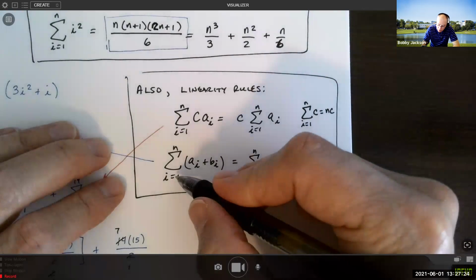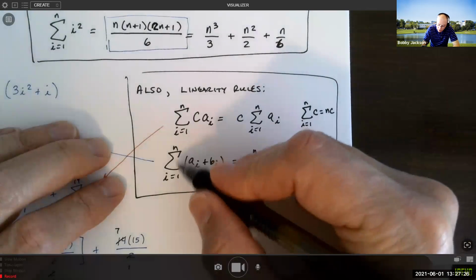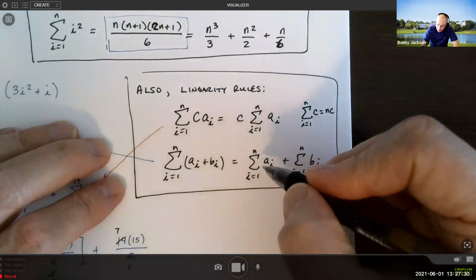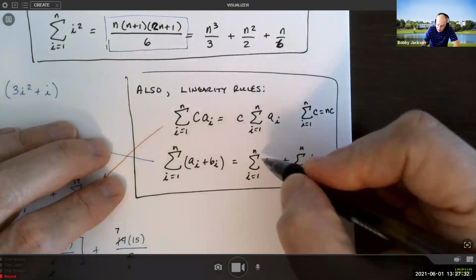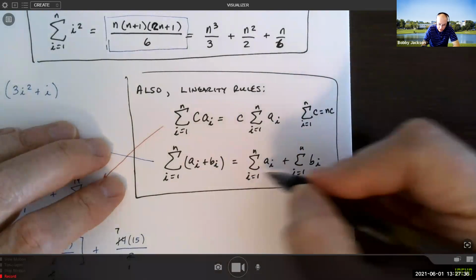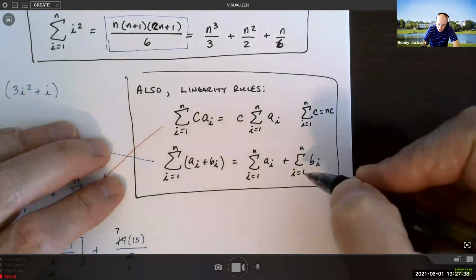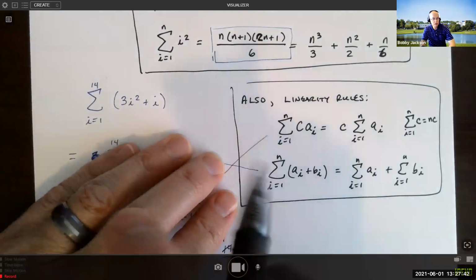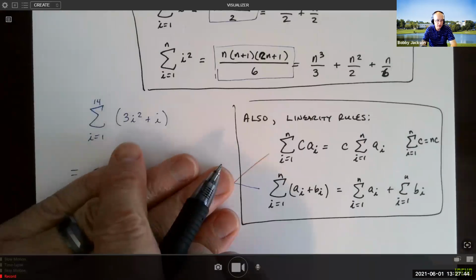The other linearity rule is the summation i equals 1 to n of a sub i plus b sub i is, right, the summation i equals 1 to n of a sub i plus the summation i equals 1 to n of b sub i. We can break it up into two sums. So that's the linearity rules that you'll need to know. So let's see how these are used in this expression for number 13, part C.